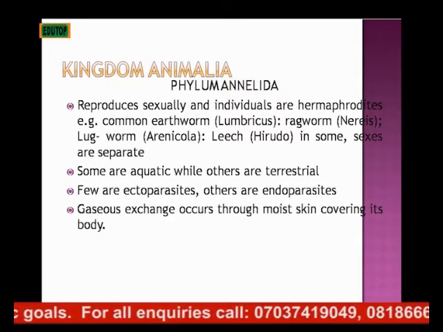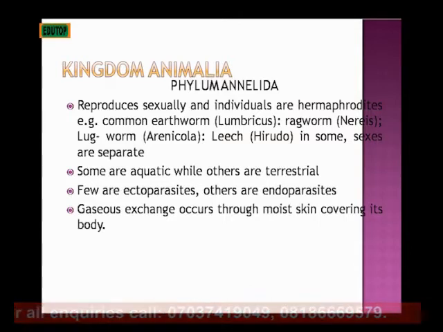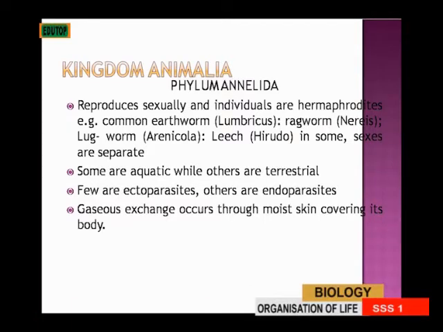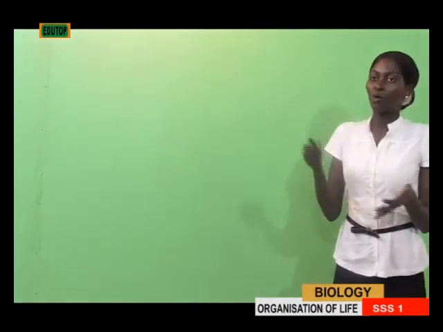Then in some, their sexes are separate. I said some of them are hermaphrodites, but you have some that have separate sexes, that is, you have the male and the female separately. Some of these annelids are aquatic, while others are terrestrial. Then a few of them are ectoparasites, that is, they live on the body of their hosts, while others are endoparasites. You find them inside their host's body. Their gaseous exchange occurs through their moist skin covering. So they do their respiration through their moist skin.